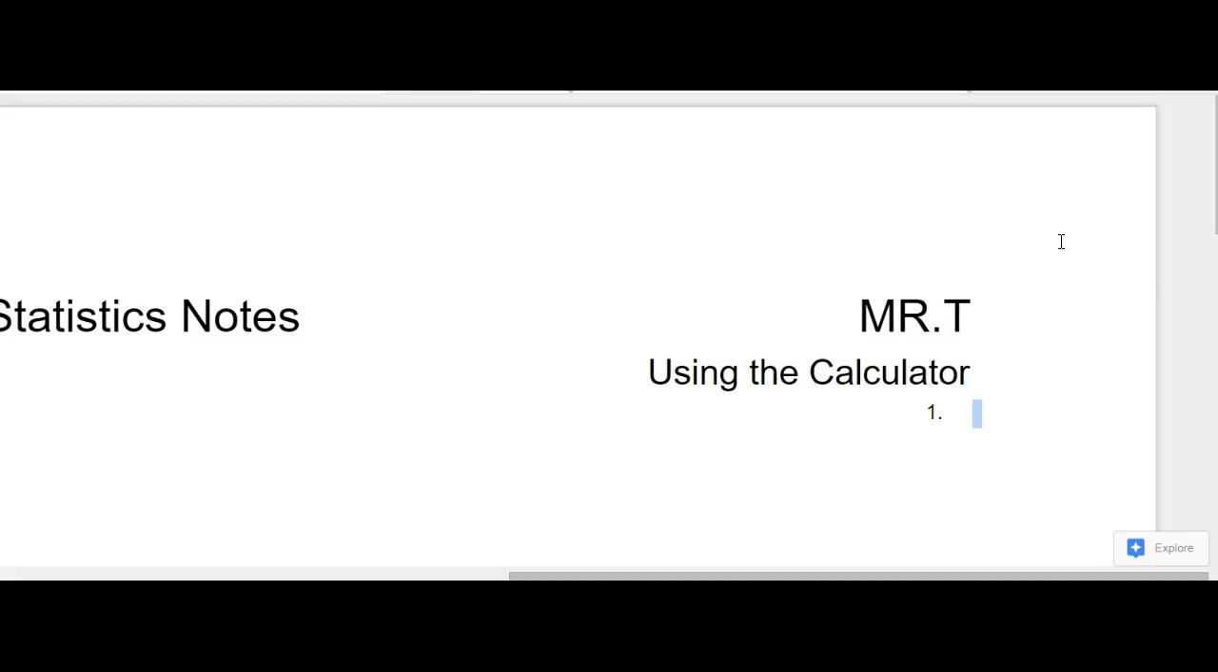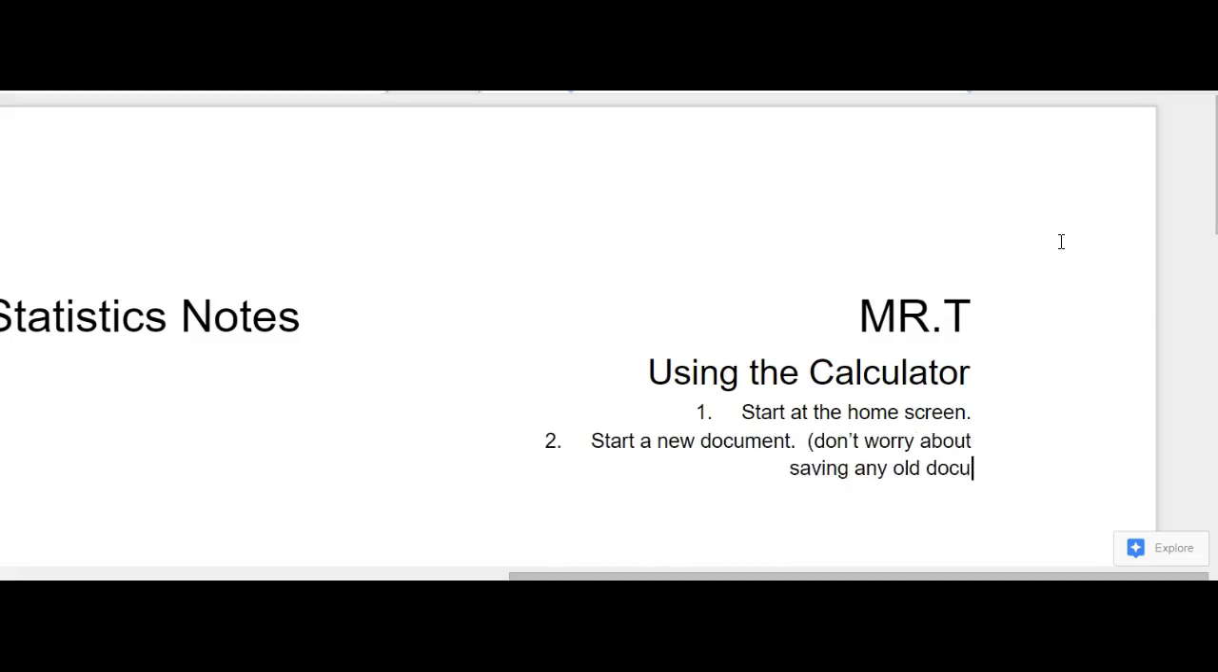and spreadsheets. So we're going to put down a little list of steps to do. So start at the home page or home screen. Right? So we start at the home screen by pressing the home button, okay, on the calculator. And then we're going to start a new document, okay? And don't worry about saving any old documents.